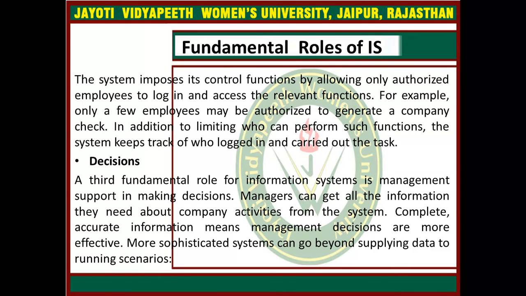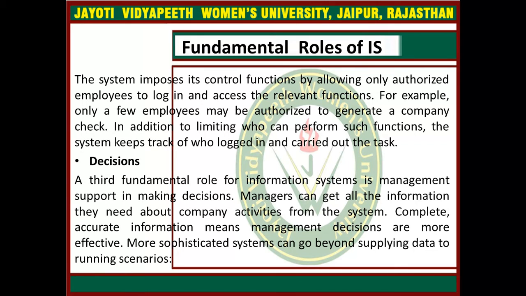The third one is the decisions. You know that after controlling and monitoring, the management takes the decisions as per the scenario or current situation. So the third fundamental role of information systems in management is supporting decision making. Managers can get all the information they need about company activities from the system. Complete, accurate information means management decisions are more effective.